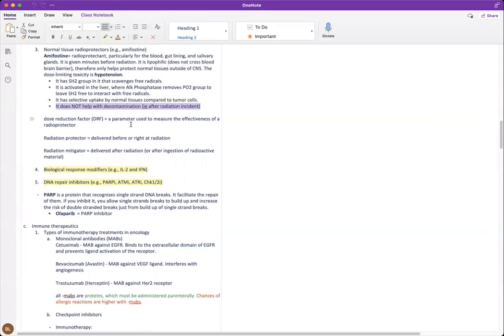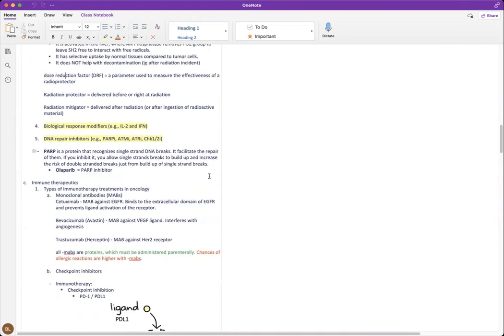So this is a difference. I mentioned radiation mitigators. That's different than a radioprotector. Radioprotector is something you give before you give radiation. Radiation mitigator is something you give after radiation when you're like, oh dang. For a radioprotector, there's a term called dose reduction factor, and that's a parameter that measures the effectiveness of a radioprotector.